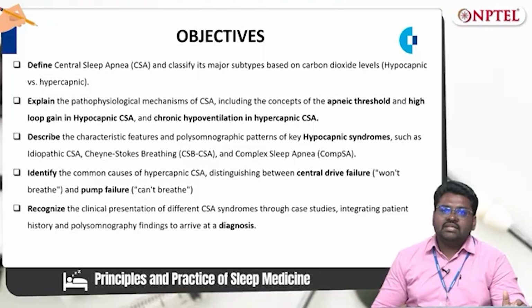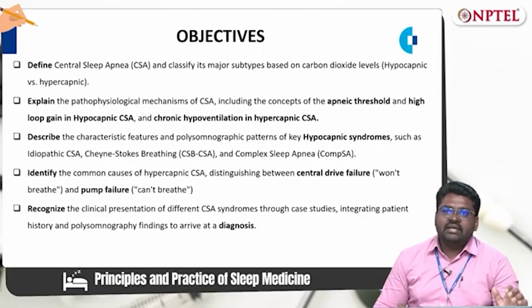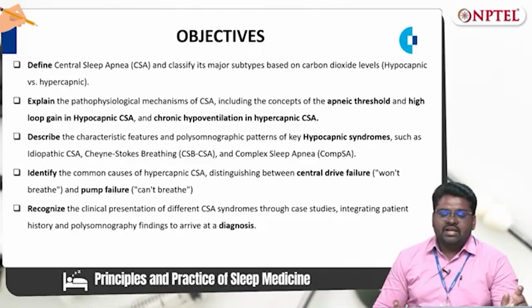So the learning objectives for this topic are, first of all, to define what central sleep apnea is and to be able to classify its major subtypes based on the partial pressure of carbon dioxide levels. So basically there are two types. One is hypocapnic, another is hypercapnic. So we have to see the differences of each.